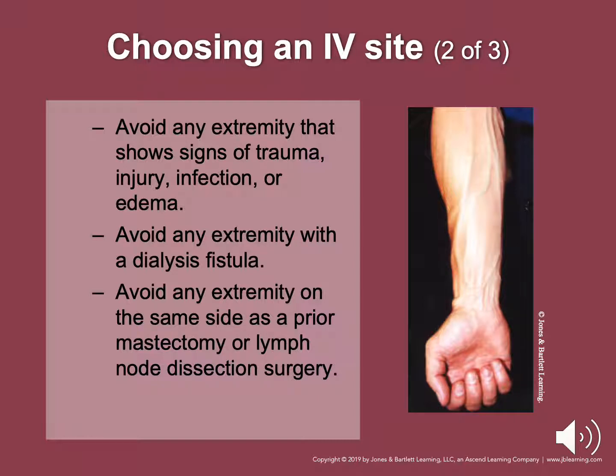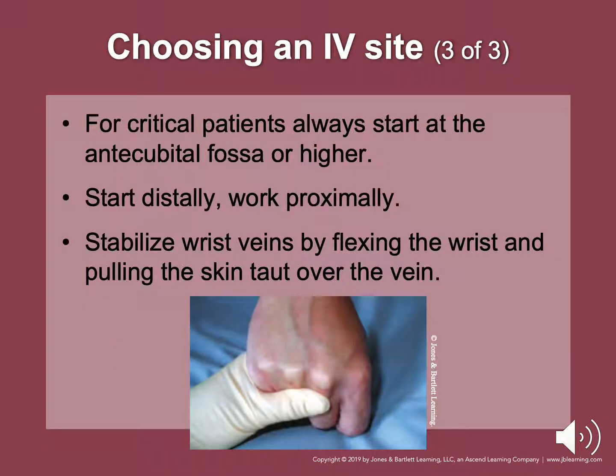All right, choosing an IV site. For critical patients, always start in the cubital fossa or higher. That's in the middle of the anterior part of the bend of the elbow. Always try to start distally and work proximally. Stabilize the wrist and veins by flexing the wrist and pulling the skin taut over the vein.